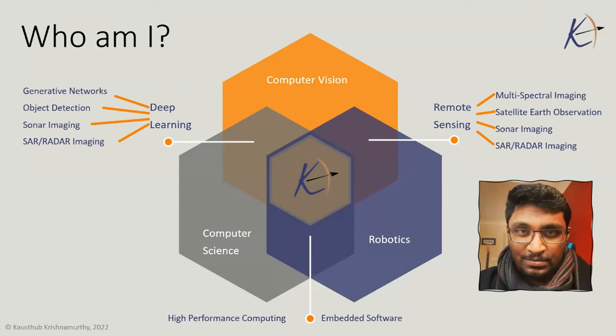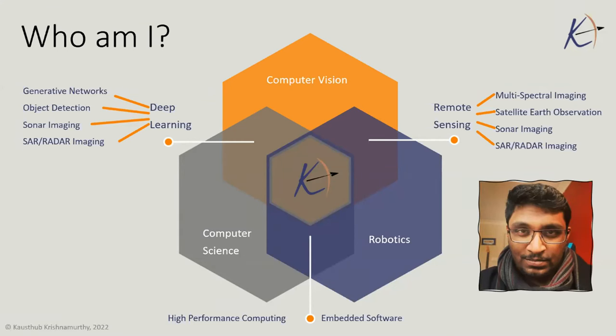Okay, so essentially, who am I? My name is Kostub. I'm a robotics engineer with a specialism in computer vision, particularly combining things like multispectral imaging, as well as sonar imaging, satellite Earth observation, with high-performance computing, right? And in the last few years, I've been pushing to bring deep learning onto some of these applications and looking at opportunities within that space.